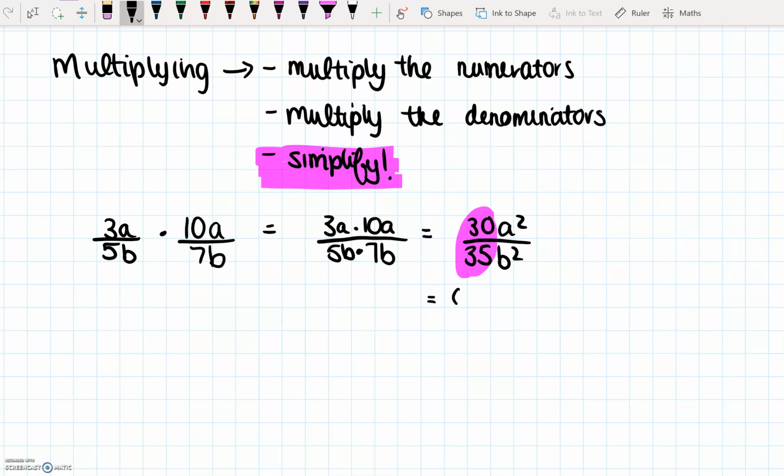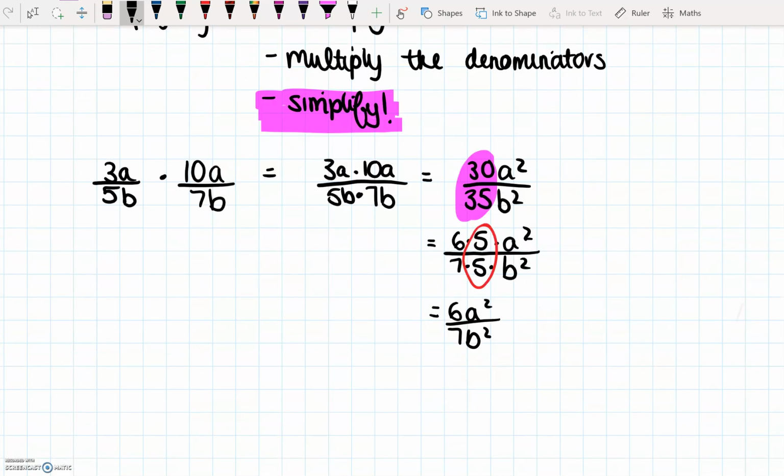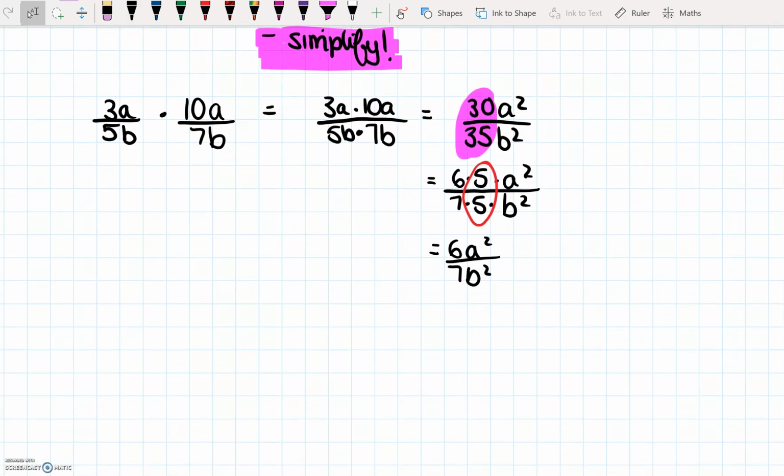So 30 is 6 times 5 times a squared, and 35 is 7 times 5 times b squared. So always do that simplification step. Here we have 5 divided by 5, which is just 1. So we end up with 6a squared over 7b squared. Now, division.